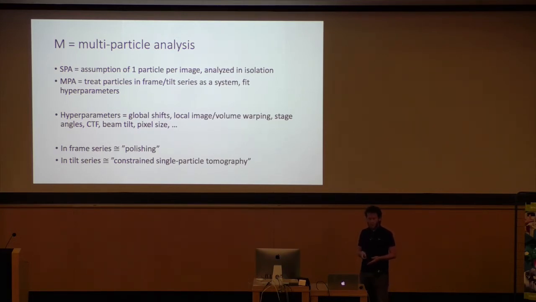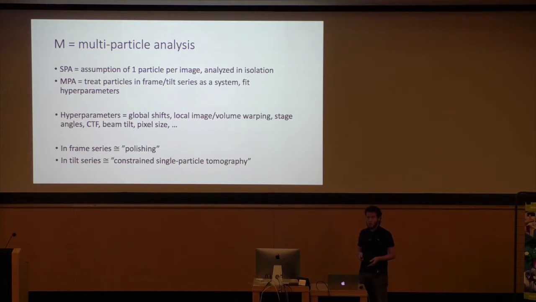And so this system has additional hyperparameters that M lets you fit simultaneously with particle poses, such as global shifts, local image or volume warping, stage angles, all possible CTF parameters, beam tilt, pixel size, and maybe I forgot something. And it lets you do this for both 2D and tilt series data. It's basically data type agnostic. The code looks almost 100% the same between 2D and tilt series refinements in M.